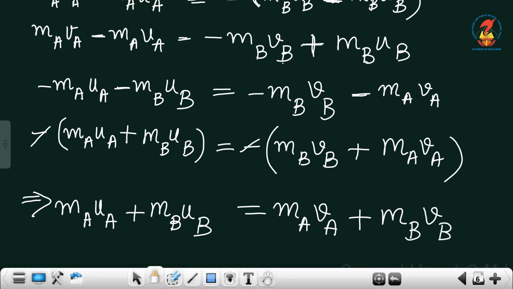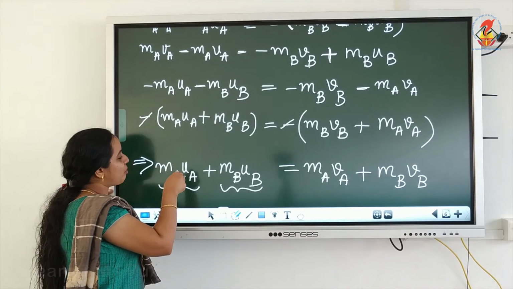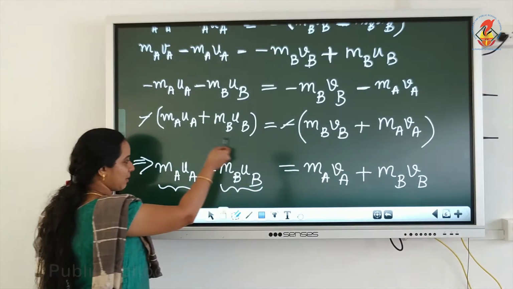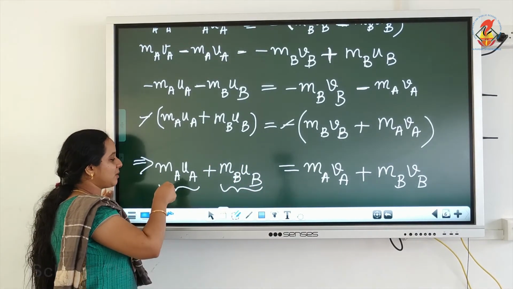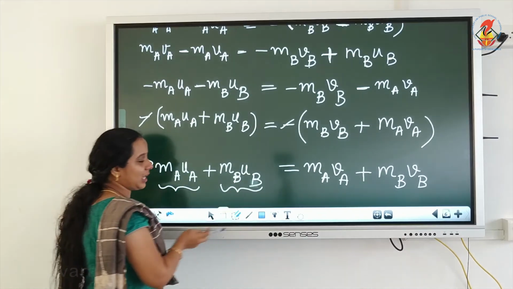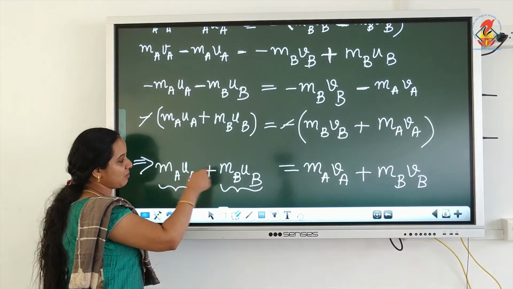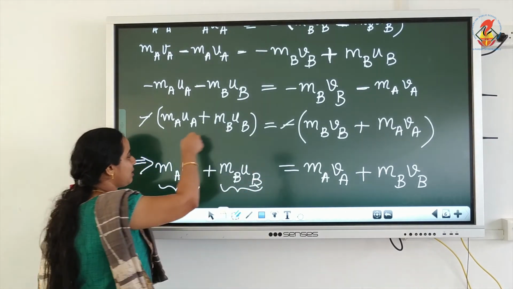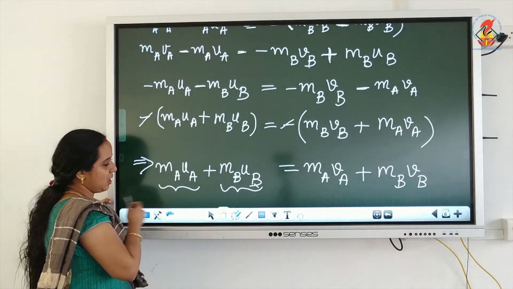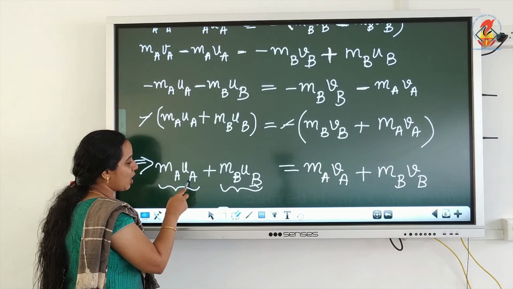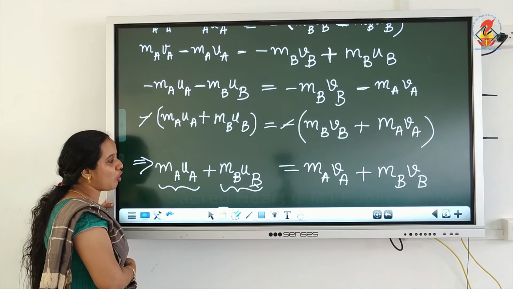That is, this is the momentum of ball A before collision. This is the momentum of ball B before collision. So this is the sum of momentums of ball A and ball B before collision. This left hand side is the total momentum of ball A and ball B before collision.